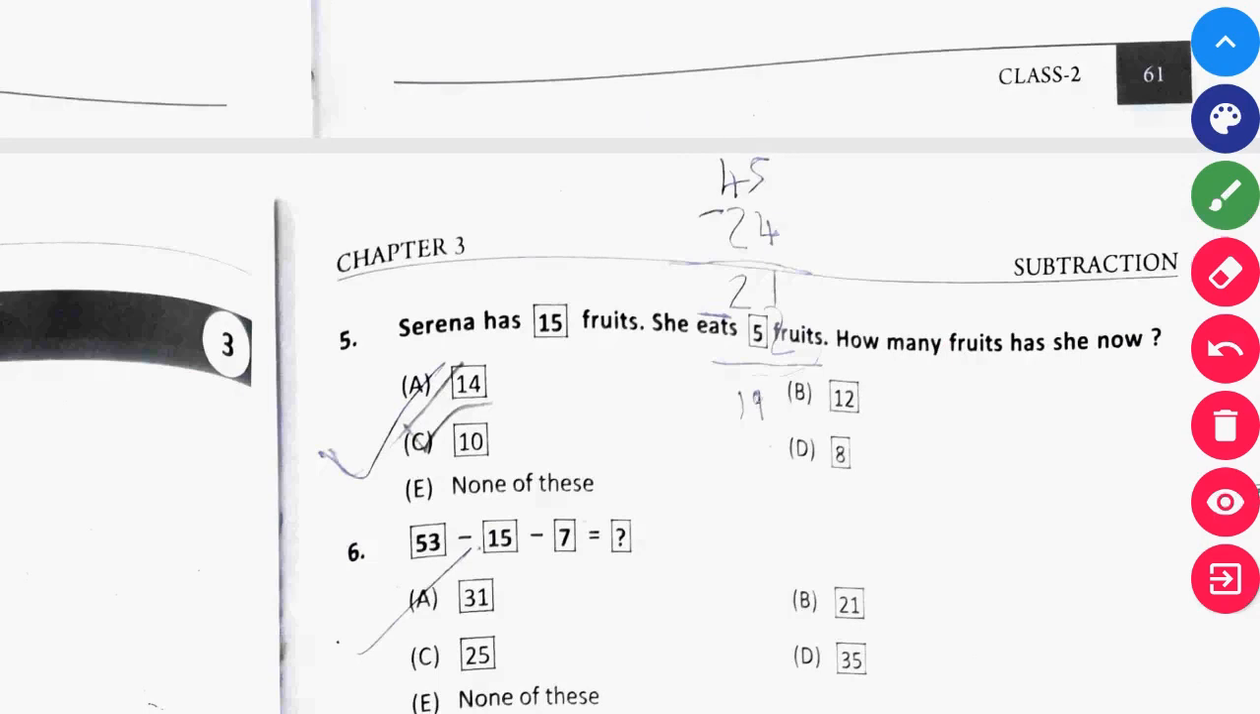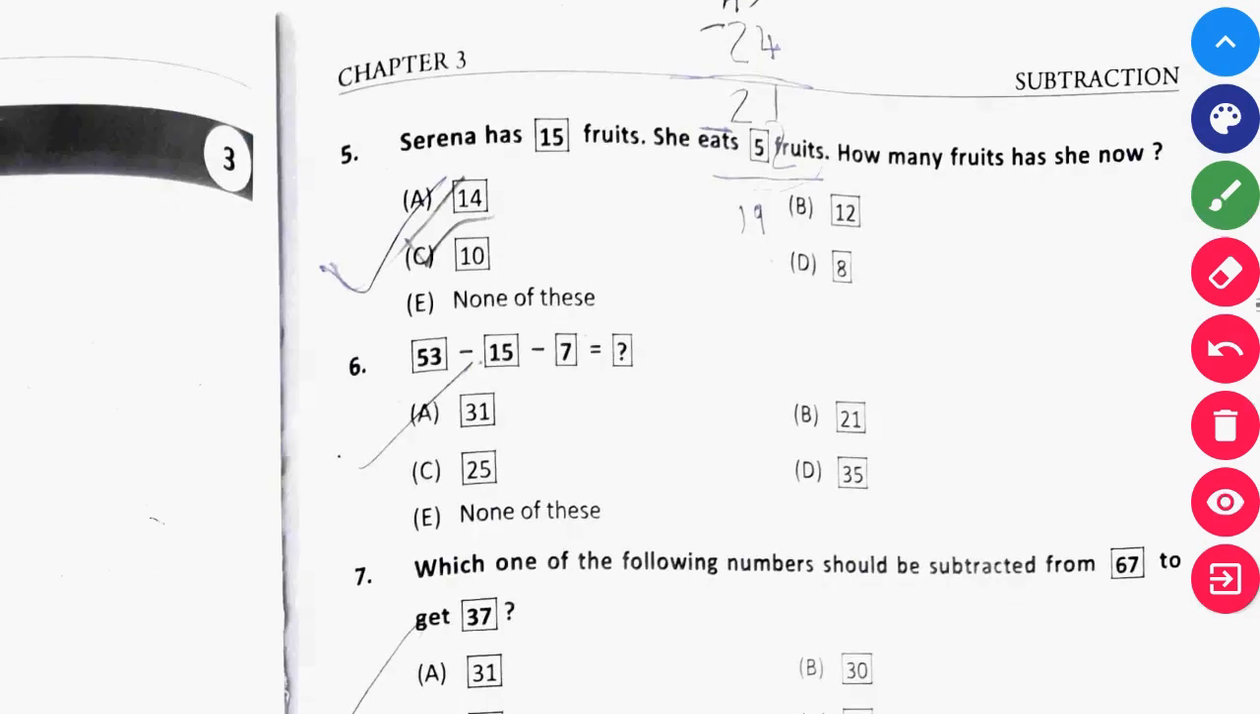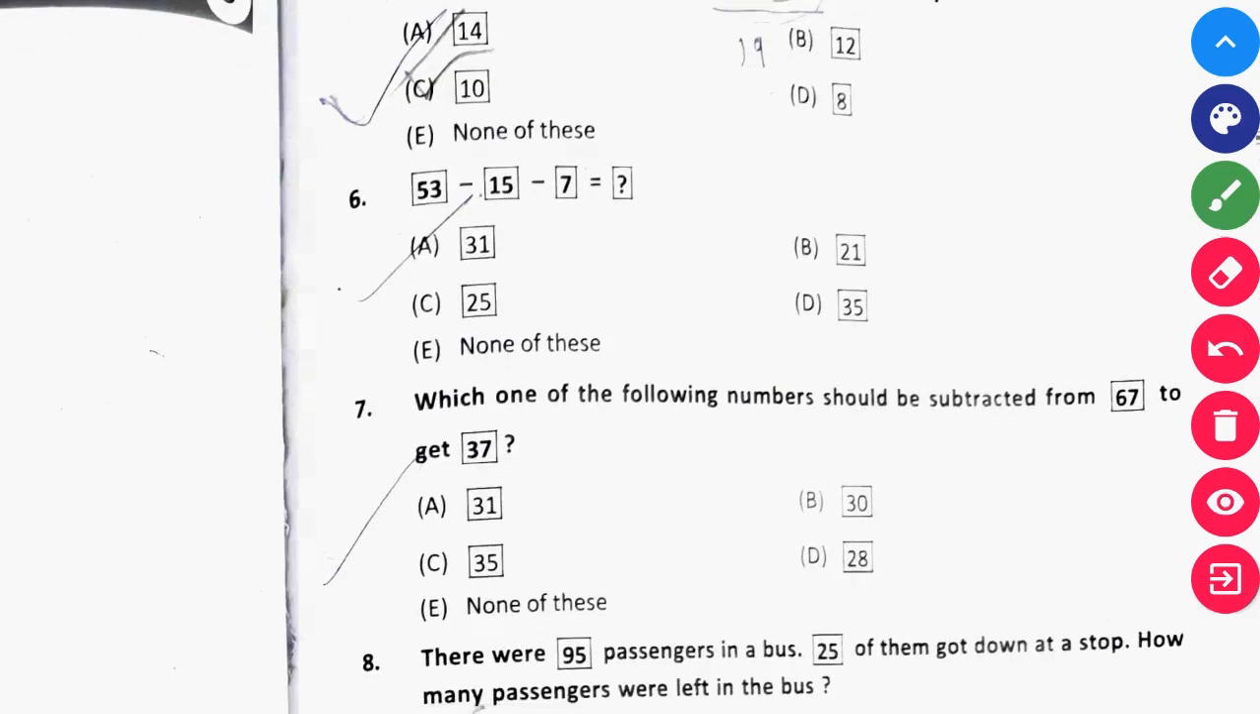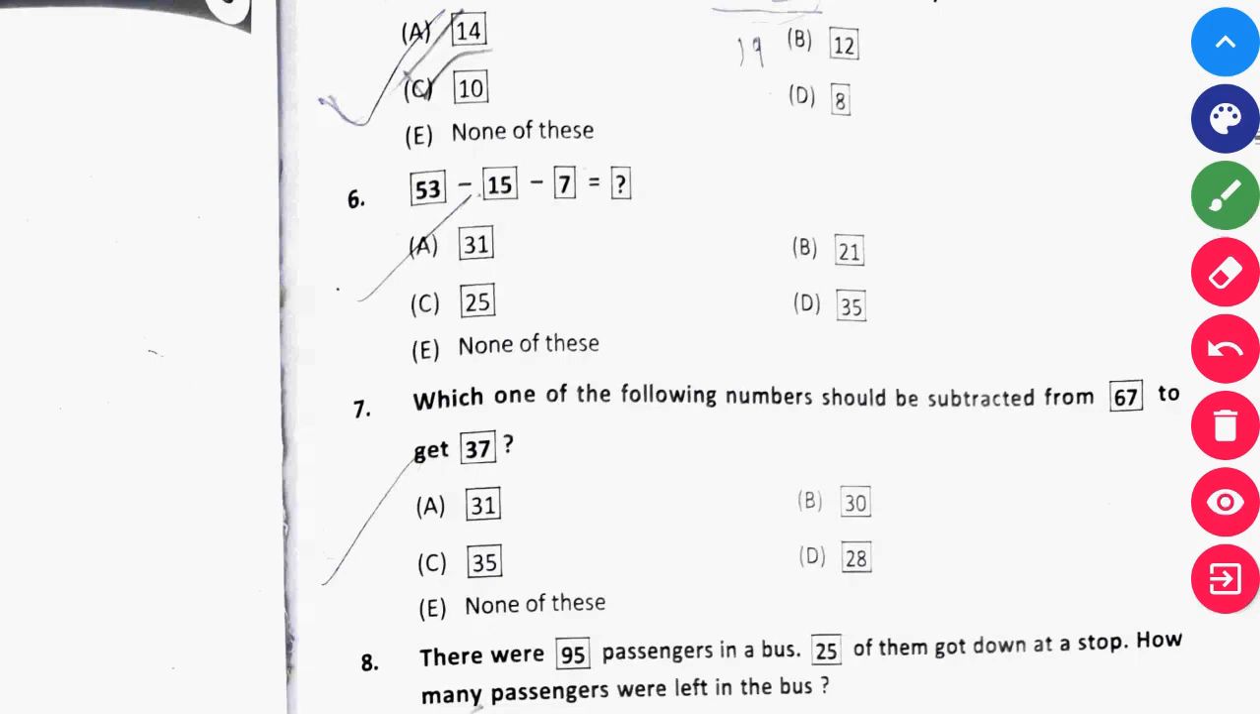Now see, Serena has 15 fruits. She eats 5. How many fruits does she have now? It is a simple one. 55 minus 5 we have to do. You can solve it by drawing bar lines or doing it directly. Now again, 3 numbers we have to subtract: add those 2 numbers which have the same sign and then subtract it from the 53. Okay, now which one of the following numbers should be subtracted from 67 to get 37?